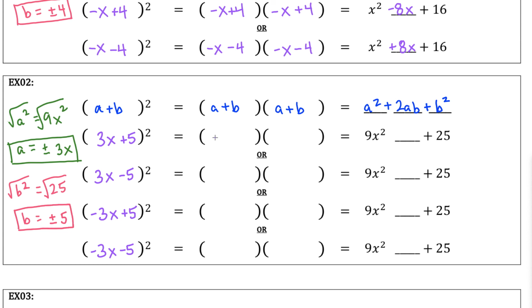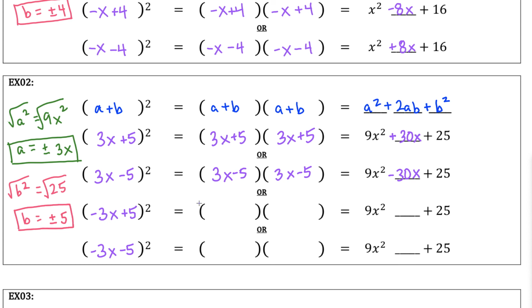So let's start with this first one. (3x + 5) times (3x + 5). So 3x times 3x is 9x squared. 5 times 5 is 25. We know we're going to have 3x times 5, which is 15. We're going to have 2 of them, so plus 30x. This next one is (3x - 5) squared, which is (3x - 5) times (3x - 5). We can just skip to that middle part. 3x times negative 5 is negative 15. We have 2 of them, so minus 30x.